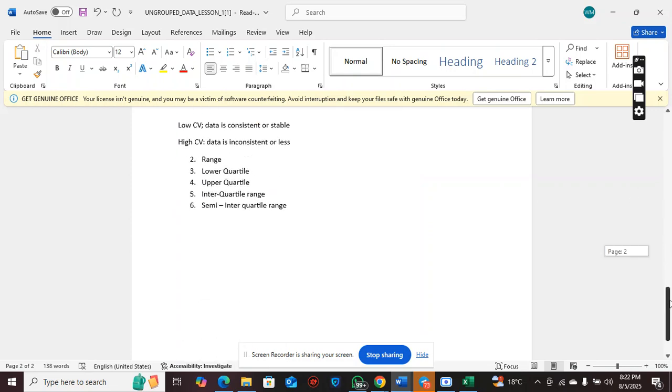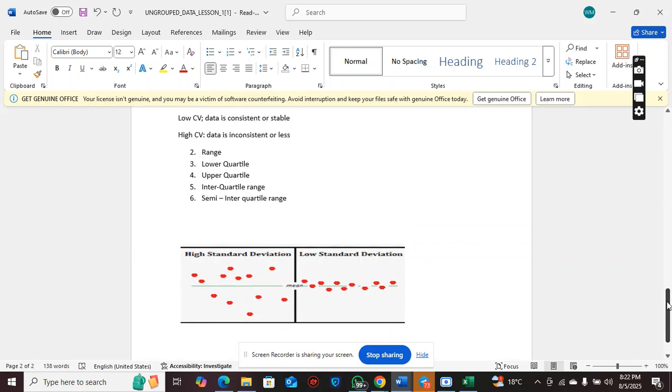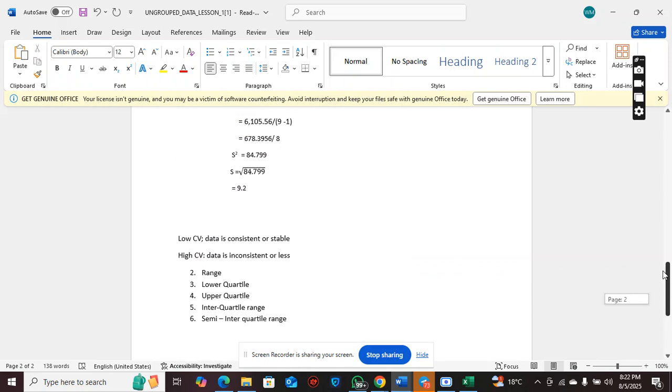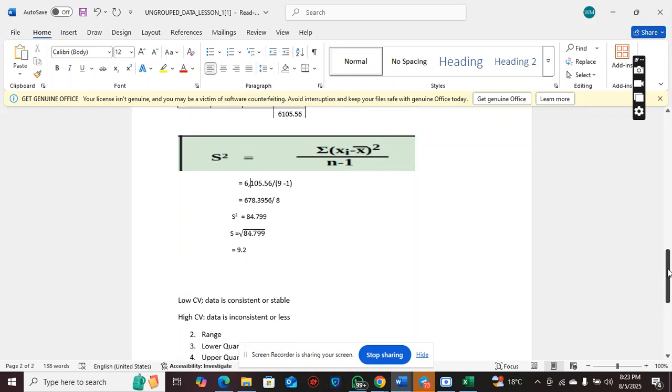Remember, colleagues, standard deviation is just how spread out the data is from the mean. A low standard deviation means the data is not really far from the mean. A high standard deviation means the data is very far from the mean. So a standard deviation of 9.2, we can consider it low.